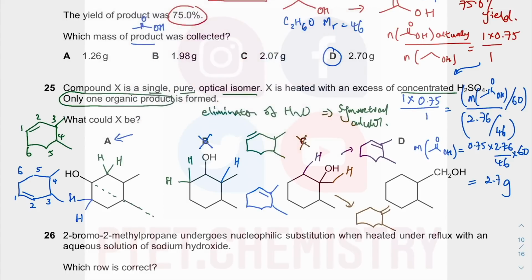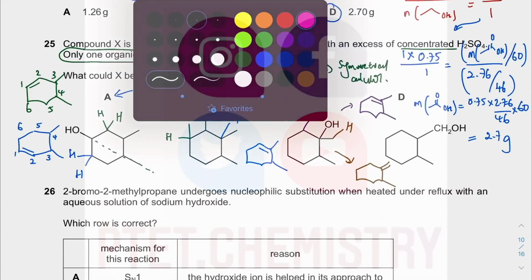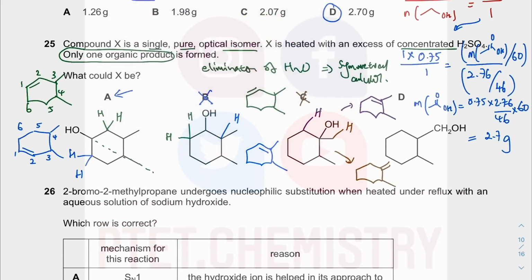And lastly, I should probably use a different color. Lastly, I have the OH there, that is on this carbon. So I'm looking at this hydrogen. There's no other hydrogen for me to do. There's only this hydrogen. So really, the only product that I get is this, because there's no other hydrogen on the next carbon. This is the only one.